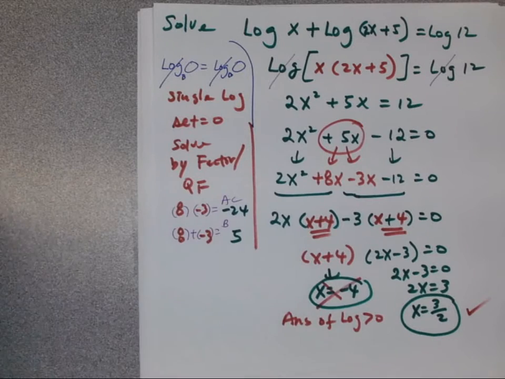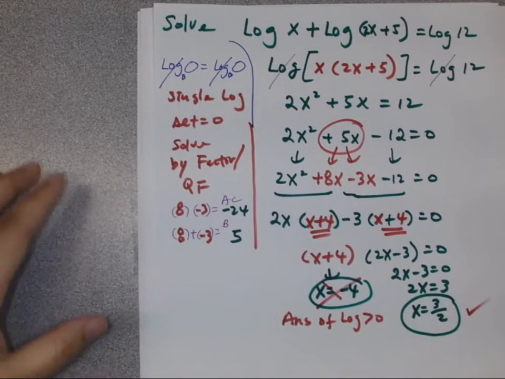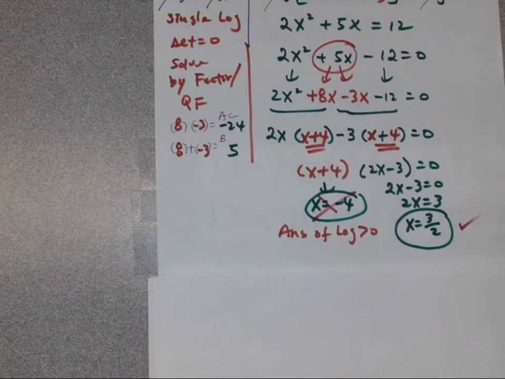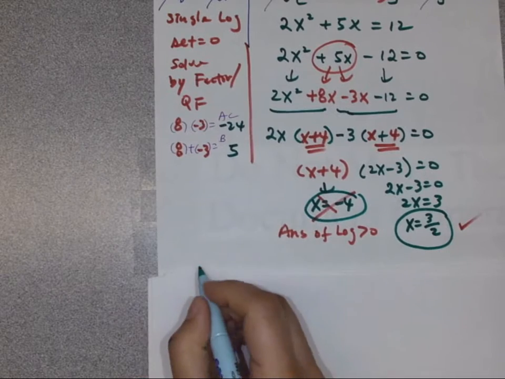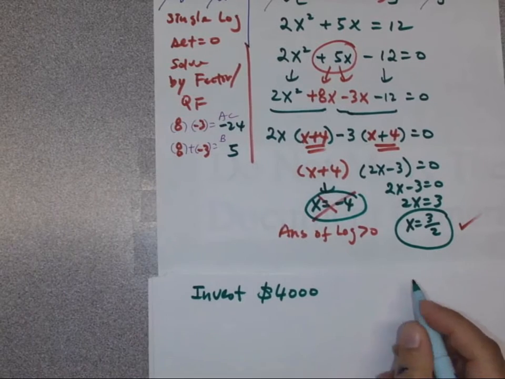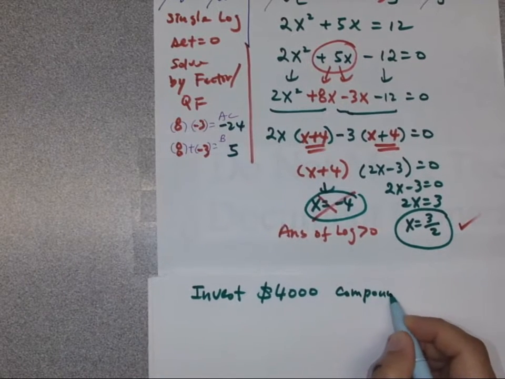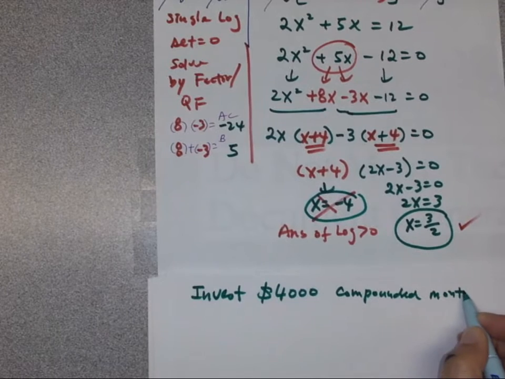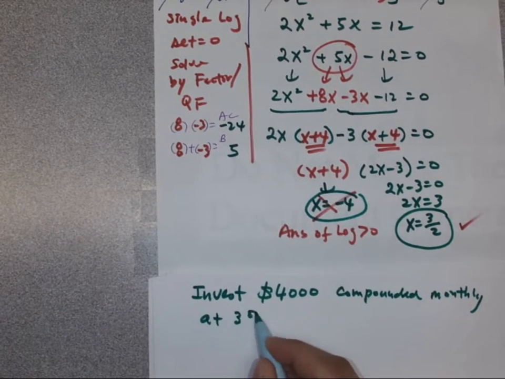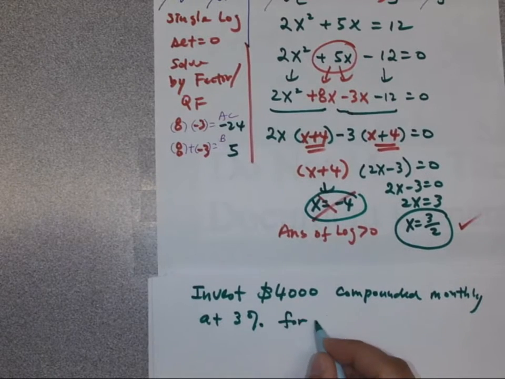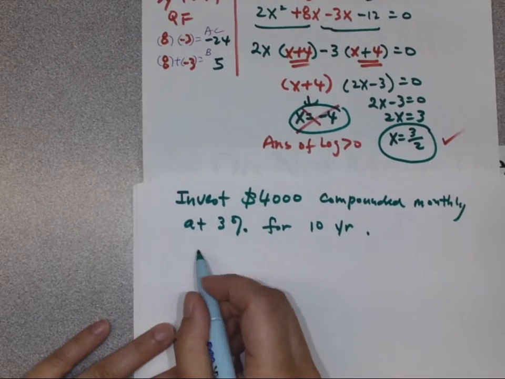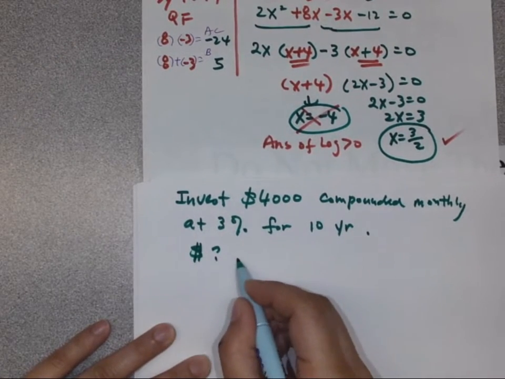Okay, so that would be some interest rate questions, such as the next two. One of them is if you invest $4,000, compounded monthly, at 3% for 10 years. We want to know how much money you have after that, so the money you have at the end.